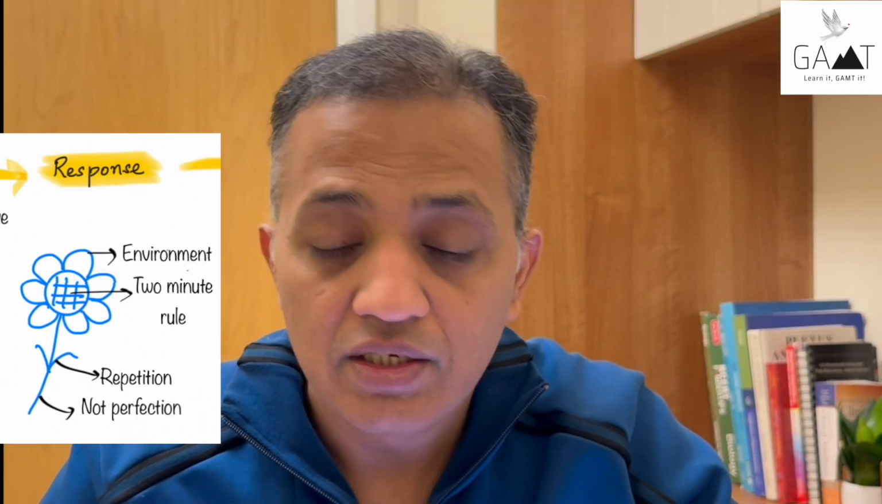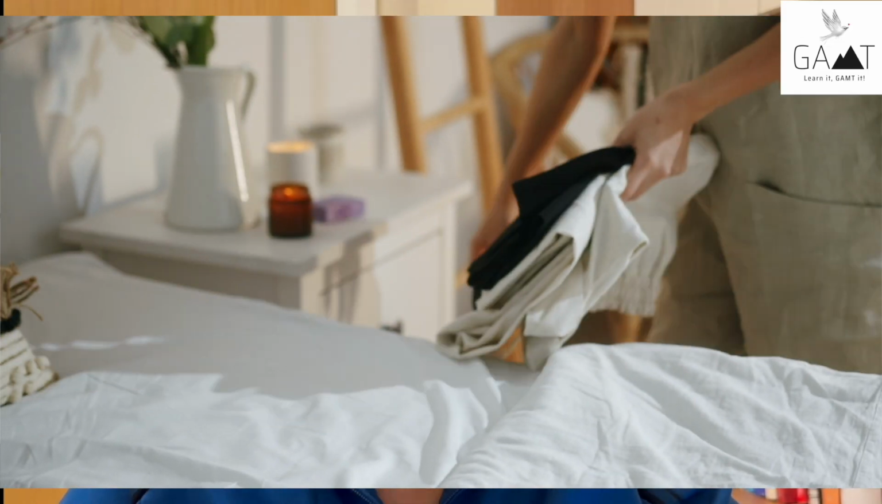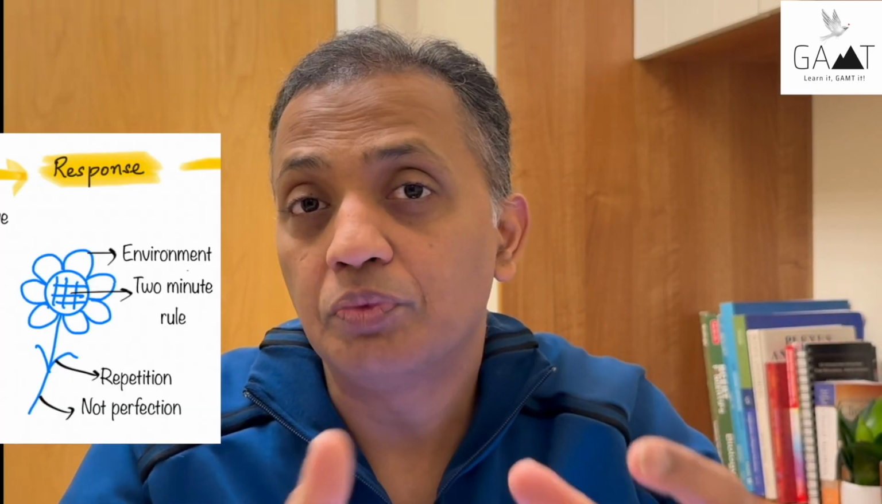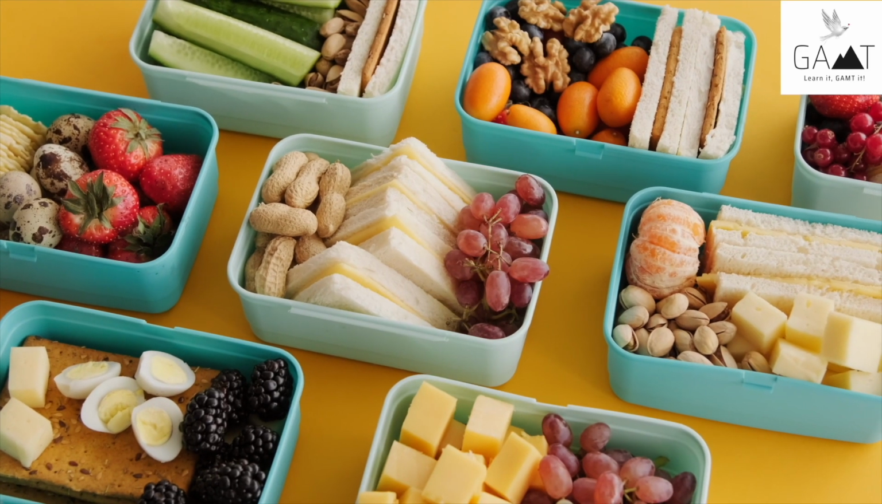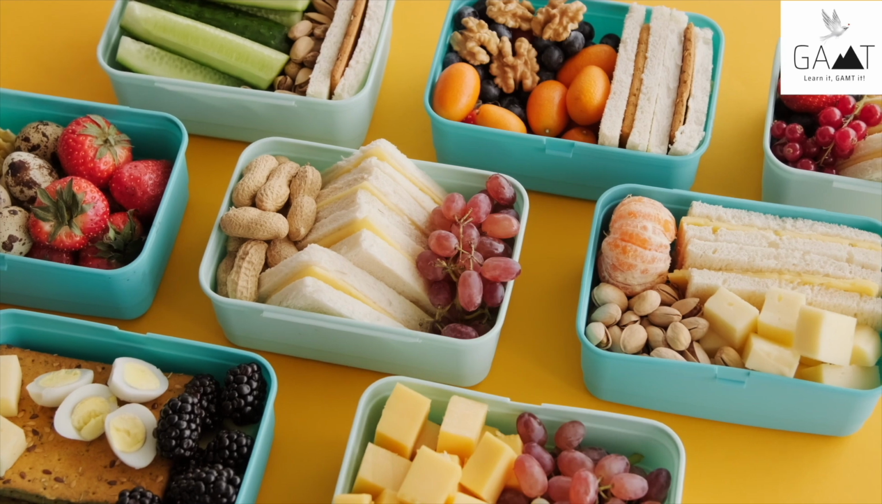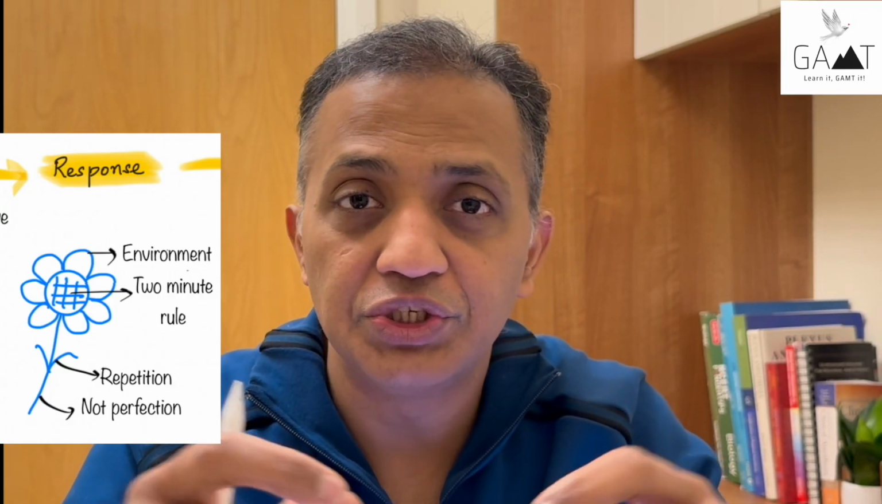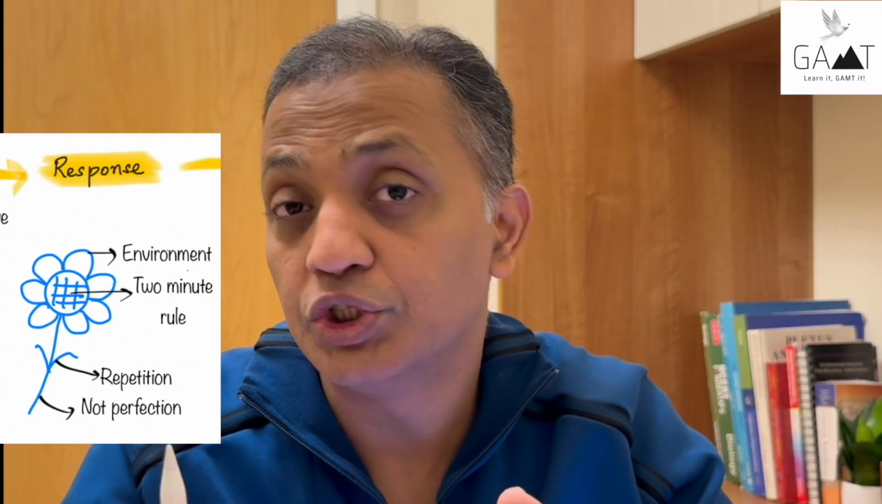If you want to exercise, set out your workout clothes the day before. If you want to improve your diet, chop a ton of vegetables and healthy fruits and put them into containers for you to access easily during the week. So basically, what you're doing is reducing friction to perform the action that you want to perform.